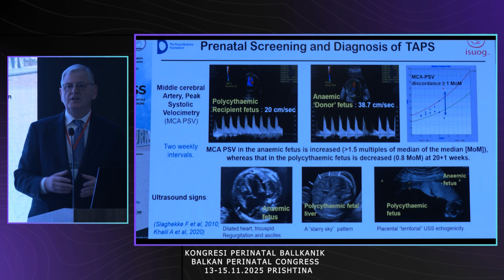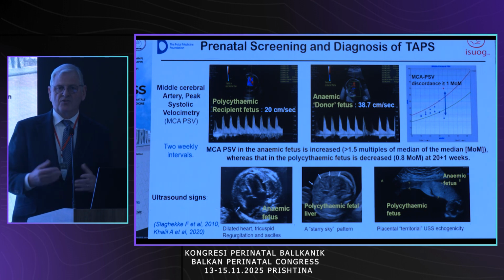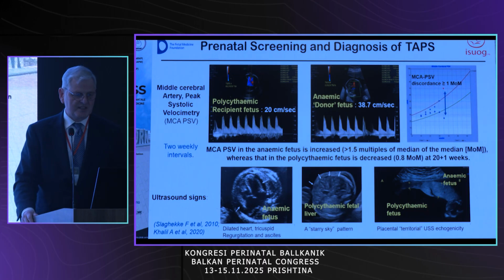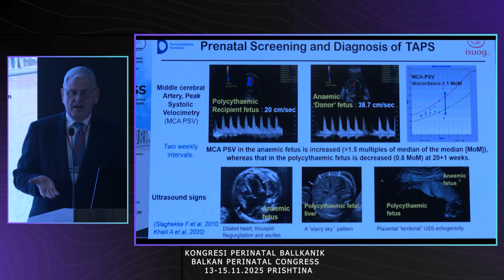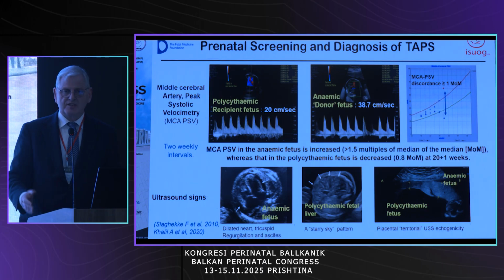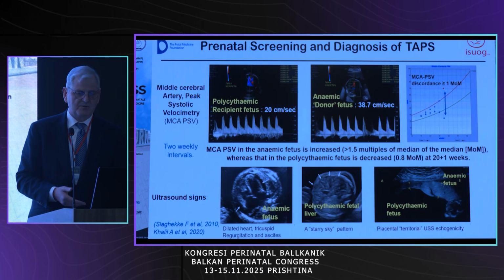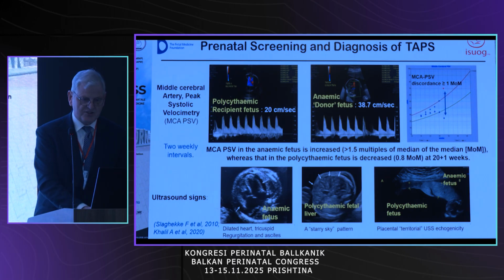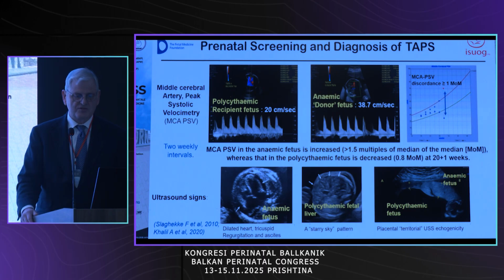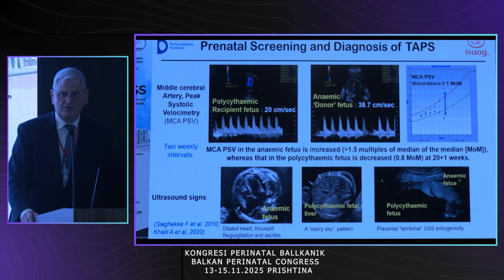would use to investigate a hydropic fetus or in babies with potential rhesus disease, demonstrating in the anemic fetus an elevated peak systolic velocity, and in the polycythemic sequence, a reduced peak systolic velocity, and that difference is shown here on this graph here, a difference in the discordance in middle cerebral artery peak systolic velocity.